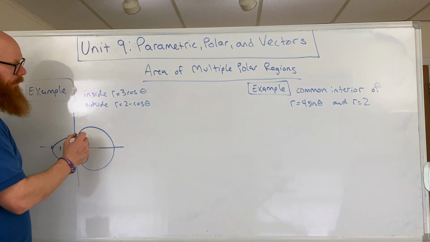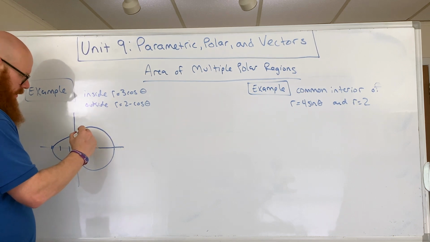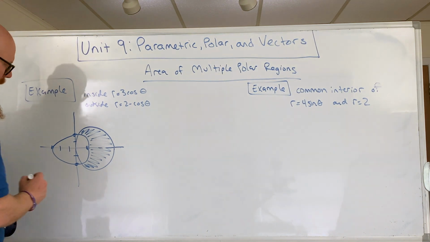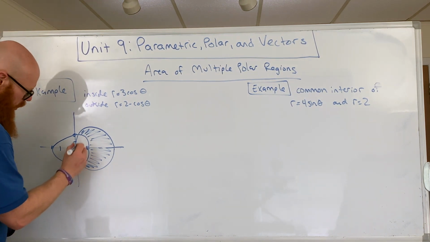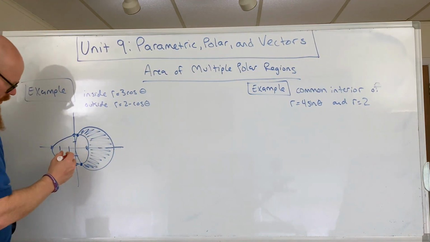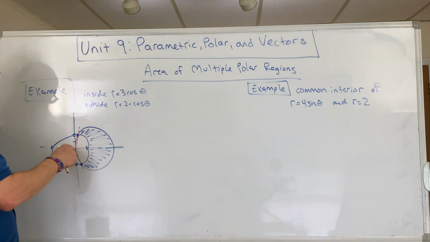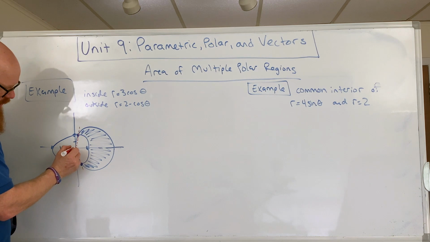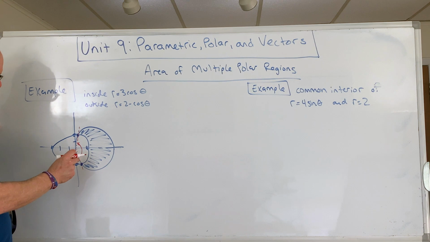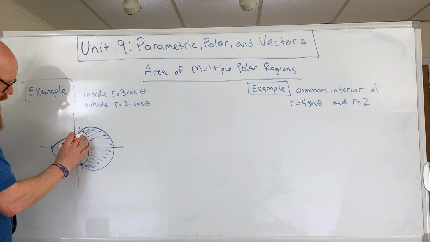So we're looking for the area inside the circle but outside the limaçon. So it's this area. Now notice we have two intersection points. Let me use a different color here. If you just look at the angle, it's going to start at this angle and sweep out to this angle. And if I just do that for the circle, that's going to give me the area of all of that.